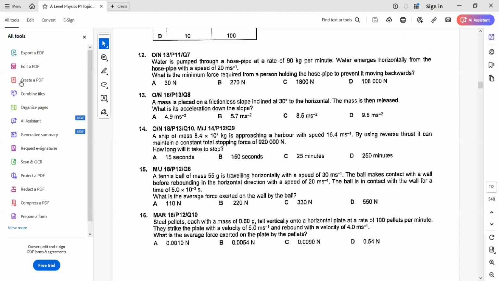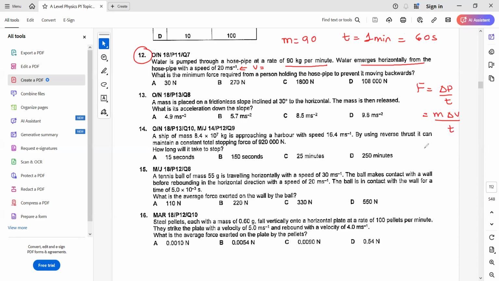So question number 12 says that water is pumped through a hose pipe at a rate of 90 kilograms per minute. So that's mass is 90, time is 1 minute, which is going to be 60 seconds. Water emerges horizontally from the hose pipe with a speed of 20 meters per second. What is the minimum force that is required? Okay. So we intend to find out force. So force is change of momentum per unit time. That would be change in velocity per unit time.